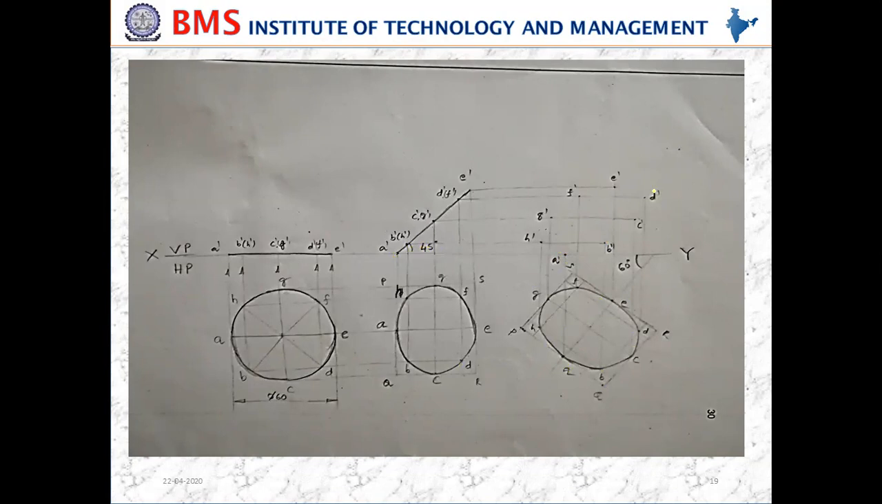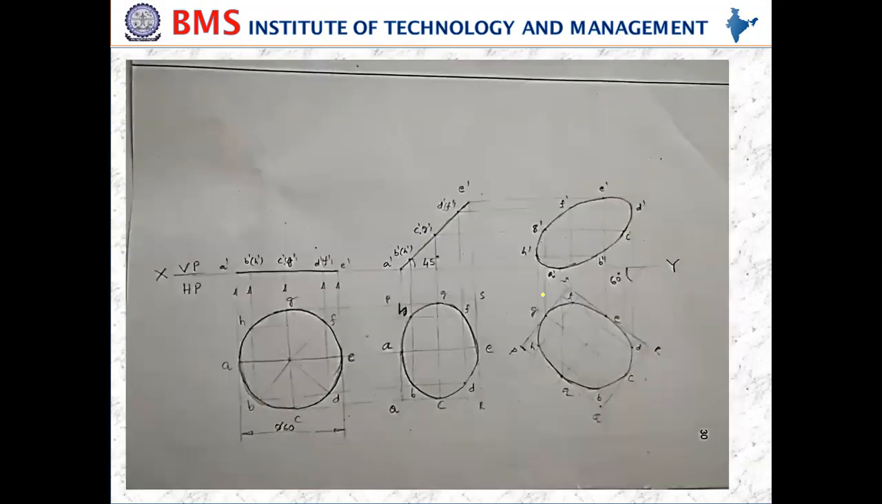Once we get all the intersection points, we are going to join them once again by a smooth curve only. So here I have joined by a smooth curve. This has to be joined A dash to B dash, B dash to C dash, then C dash to D dash, and then E dash, then F dash, then G dash, then H dash. So all these points have to be joined with a smooth curve.